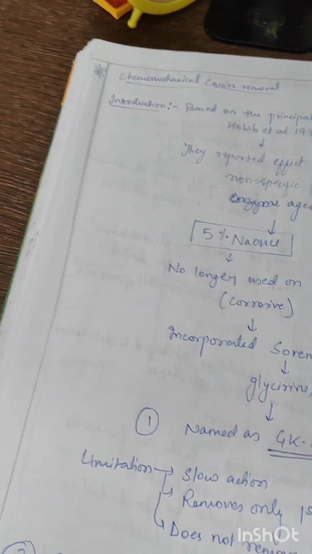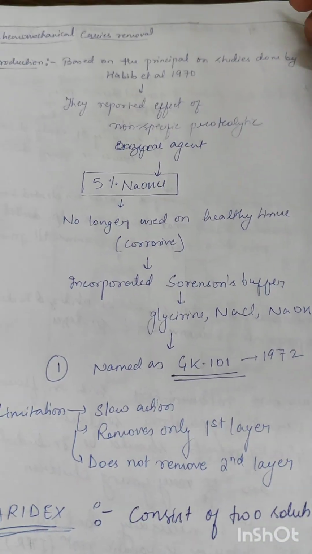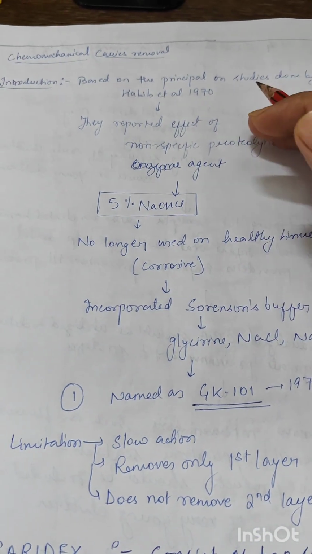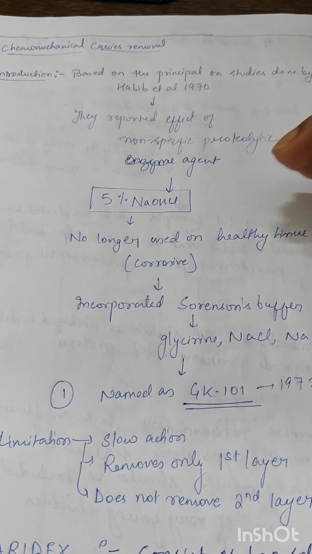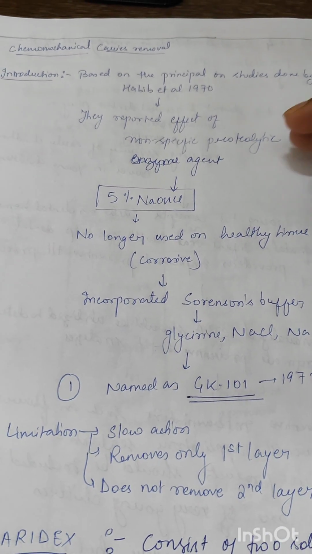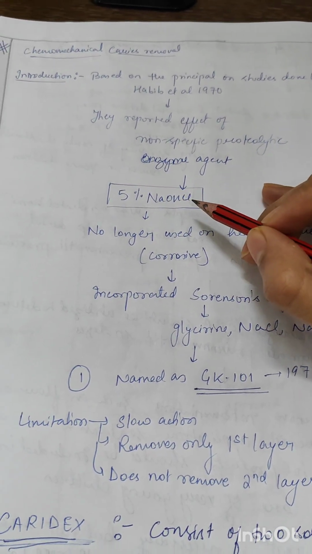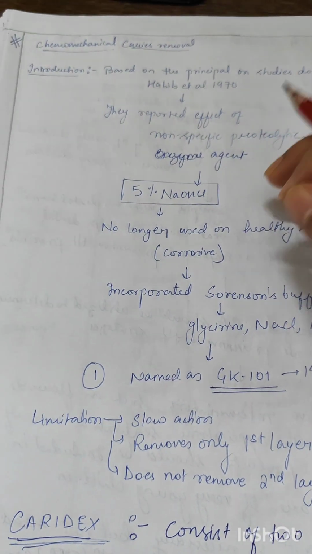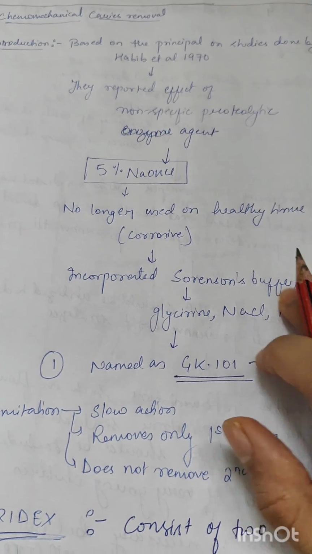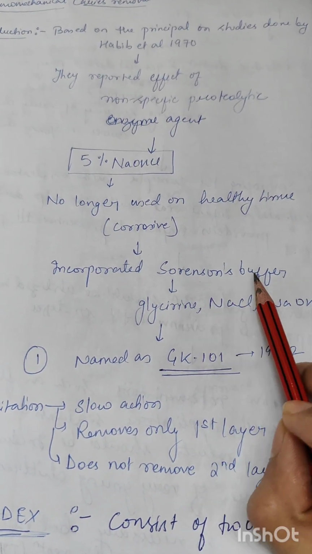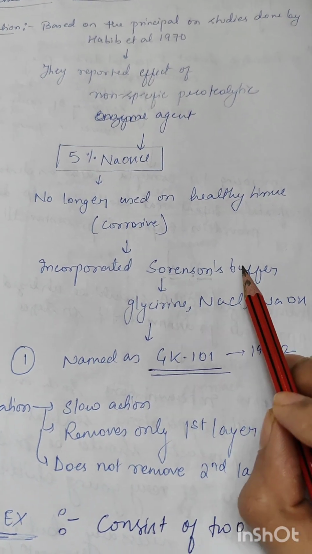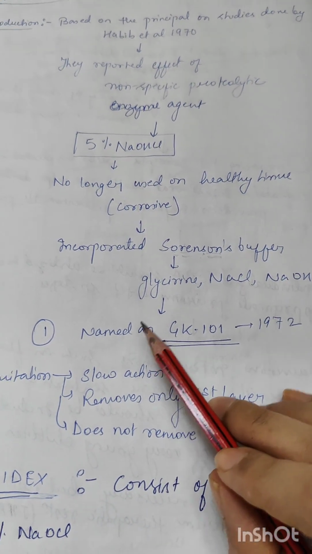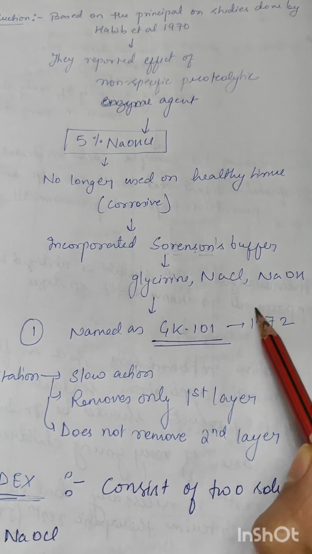These agents were discovered based on the studies done by Habib et al. in 1970. They reported the effect of a non-specific proteolytic agent, 5% sodium hypochlorite. But sodium hypochlorite is not used on tissues because it is very corrosive. So it was incorporated with Sorensen's buffer, which includes glycerin, sodium hypochlorite, and sodium chloride, and it was named GK101 in 1972.